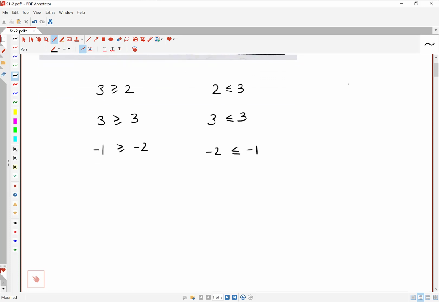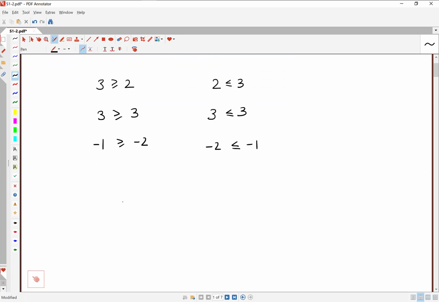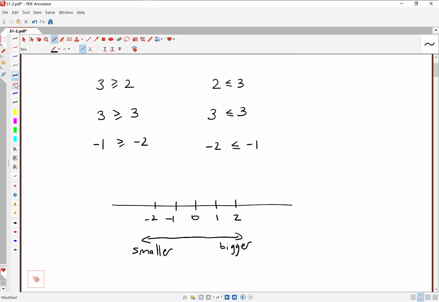So a good way of visualizing these inequalities is with the number line. So you've got 0 here, you've got your positive integers going this way, and you've got negative integers going that way. And you can just say the bigger numbers are over here and the smaller numbers are in this direction. So in that sense, -1 is a bigger number than -2.